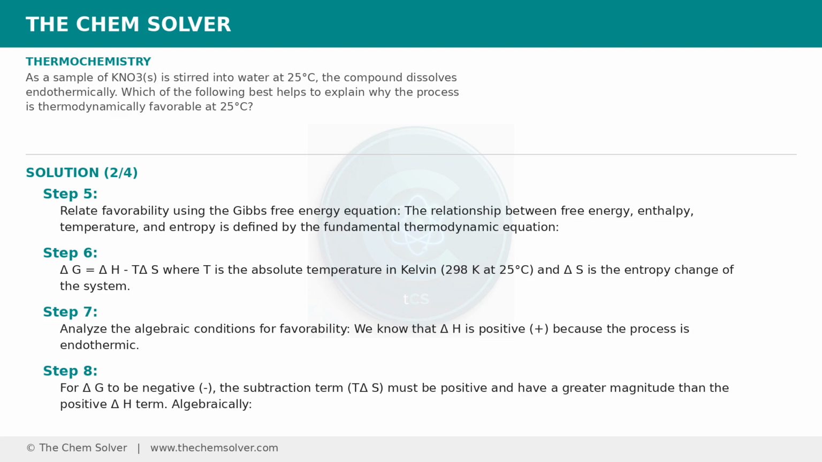Relate favorability using the Gibbs free energy equation. The relationship between free energy, enthalpy, temperature, and entropy is defined by the fundamental thermodynamic equation. Delta G equals delta H minus T delta S, where T is the absolute temperature in Kelvin, 298 Kelvin at 25 degrees Celsius, and delta S is the entropy change of the system.